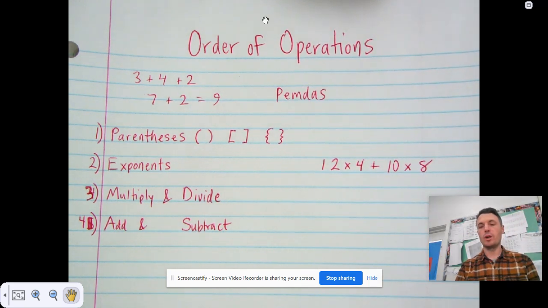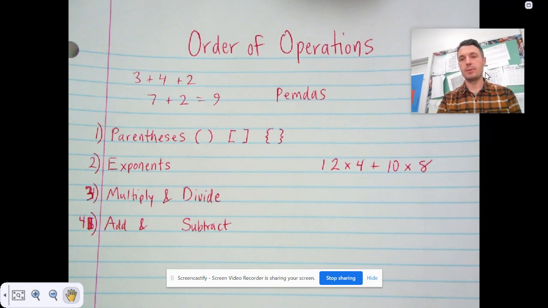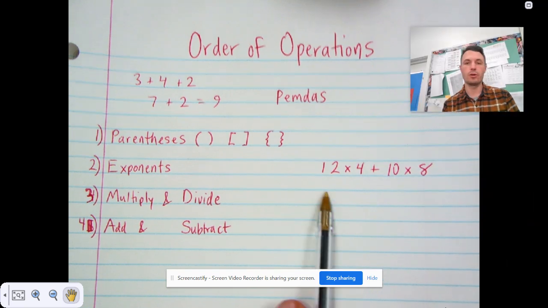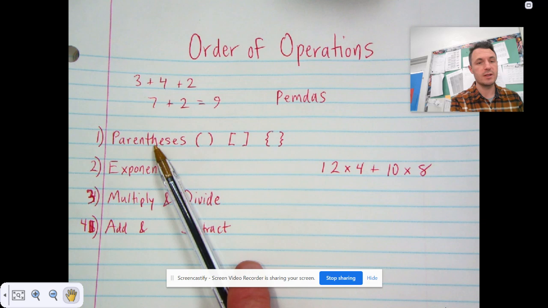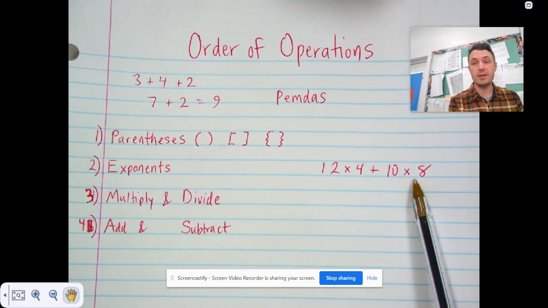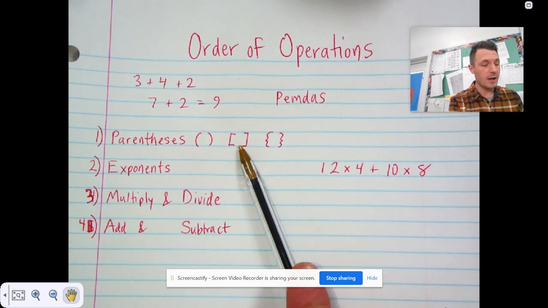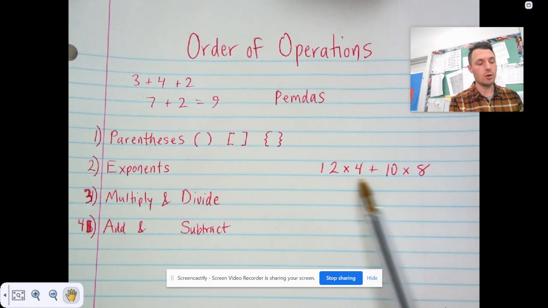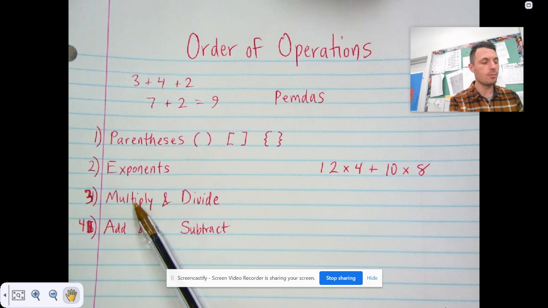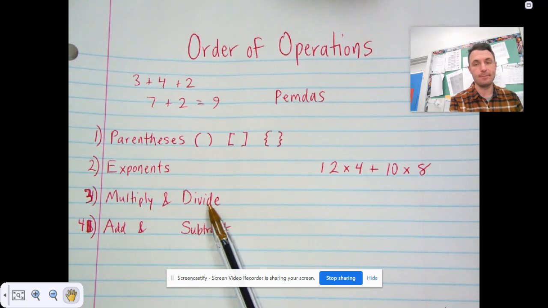So here's a situation where we need the order of operations because we can't just do this in order from left to right. If we do, we won't get it correct. We need to follow the order of operations. So first is parentheses, and there are no parentheses or brackets or braces, so we skip step 1. Then we go to exponents. Again, there are no exponents, so we go to step 3, which is multiply and divide from left to right.